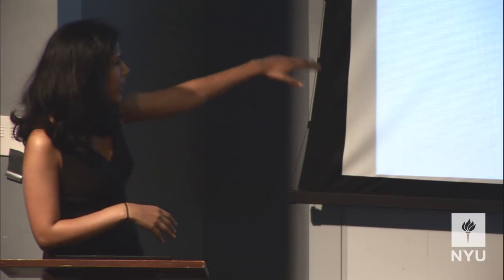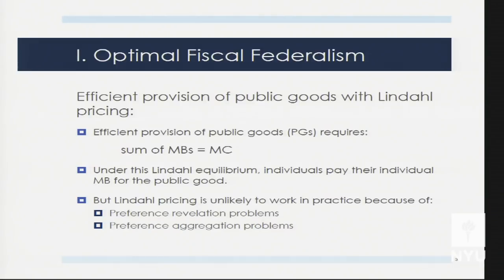Sounds simple, sounds straightforward, but it's not very likely to actually work for a couple of reasons. We have the difficulty of getting individuals to actually reveal their preferences, because I have an incentive to not tell you my true marginal benefit of the public good. Knowing that some total amount larger than what I would provide on my own will be provided, I have an incentive to lie. I don't want to pay my own marginal benefit. If I understate my marginal benefit, I'll get to pay less, but still the level of public good will be fairly high. So it's hard to get people to actually reveal their preferences.